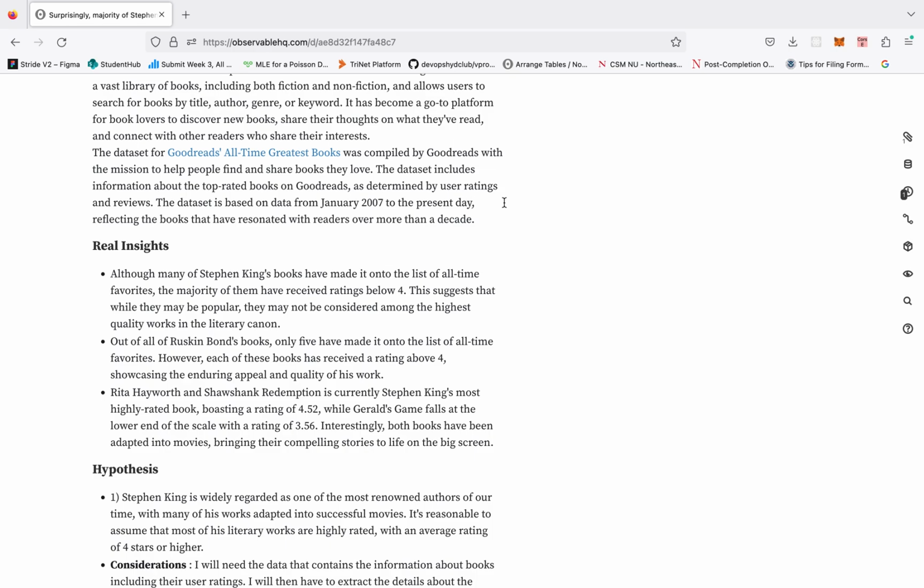And last, Rita Hayworth and Shawshank Redemption is currently Stephen King's most highly rated book, boasting a rating of 4.52, while Gerald's Game falls at the lower end of the scale with a rating of 3.56. Interestingly, both of these books have been adapted into movies, bringing their compelling stories to life on the big screen.